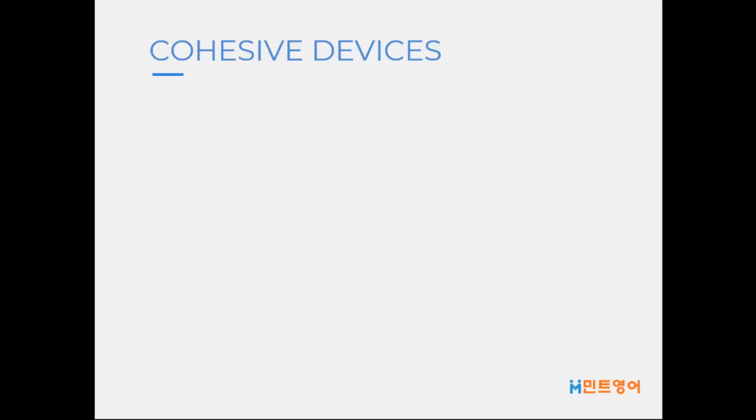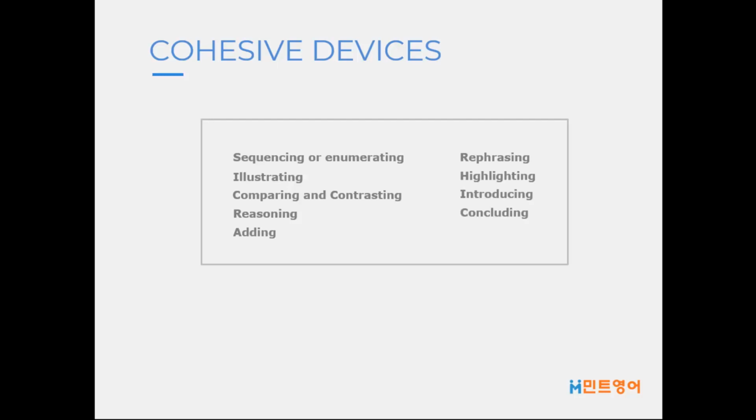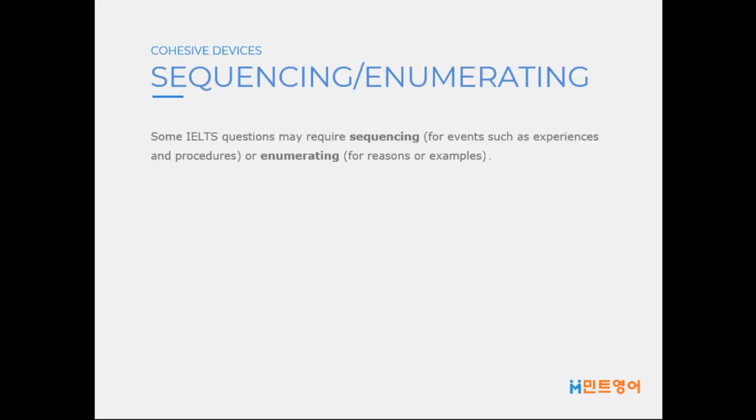Cohesive devices have different functions, including sequencing or enumerating, illustrating, comparing and contrasting, reasoning, adding, rephrasing, highlighting, introducing and concluding. Some IELTS questions may require sequencing or enumerating. Some cohesive devices used in sequencing or enumerating include next, subsequently, and meanwhile.